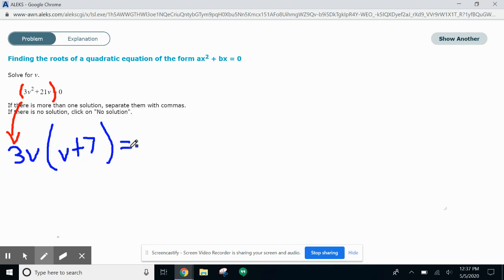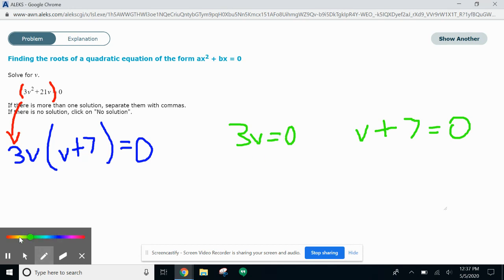So now I have this problem, okay? It's a little bit different than the last one. The last one had two groups of parentheses, whereas this one only has one. So now if I'm looking at my answer, for one of my roots, I'm going to have v plus 7 equals 0. And then the other one is going to be 3v equals 0. And I was supposed to make those two different colors. I forgot. Oops. So for this green one, which I'm going to put a little orange on.